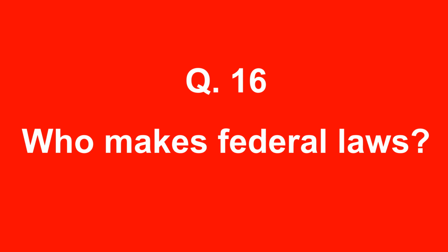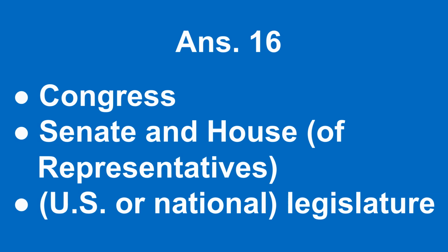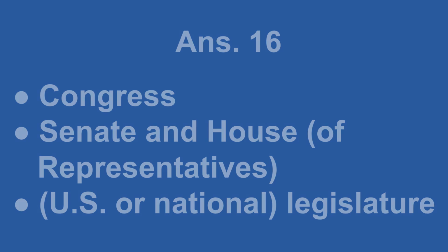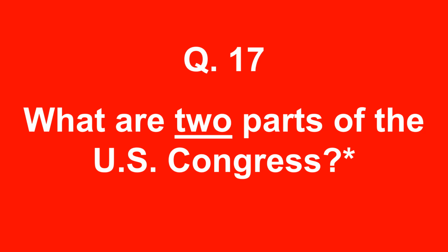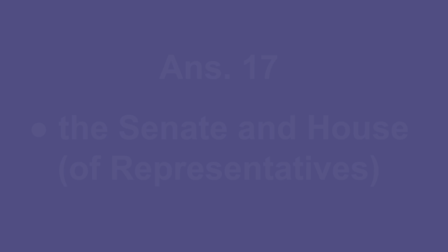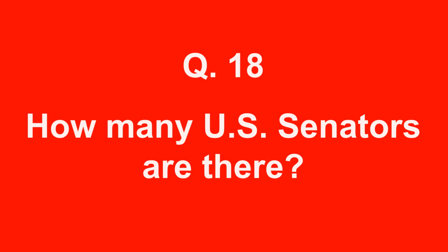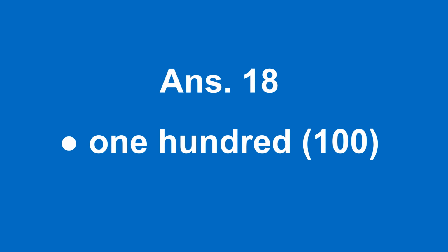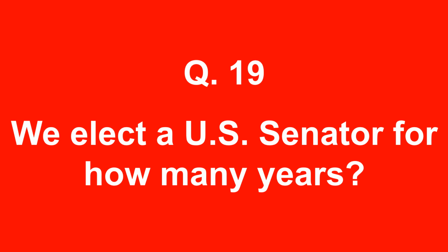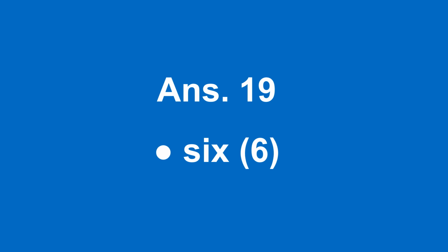Who makes federal laws? Congress, Senate and House of Representatives, U.S. or national legislature. What are two parts of the U.S. Congress? The Senate and House of Representatives. How many U.S. senators are there? 100. We elect a U.S. senator for how many years? 6.